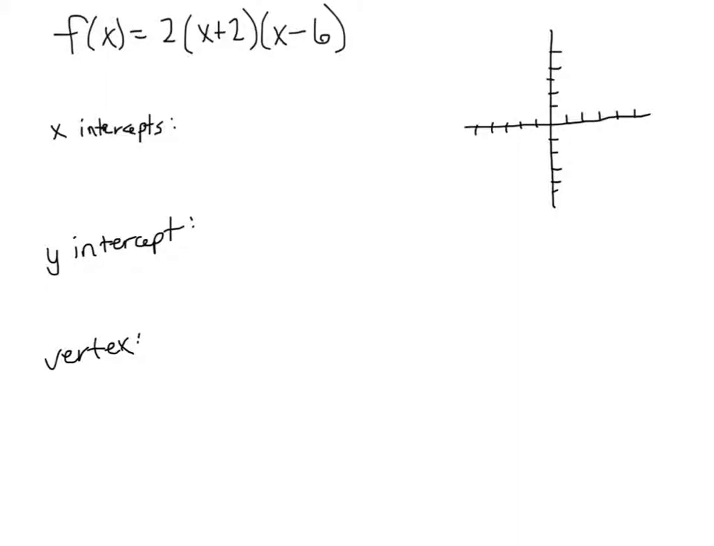Here's the equation f of x equals 2 times (x plus 2) times (x minus 6). So we need to find the x-intercepts, the y-intercepts, and the vertex. To find our x-intercepts, we're going to look for when this equation equals 0.